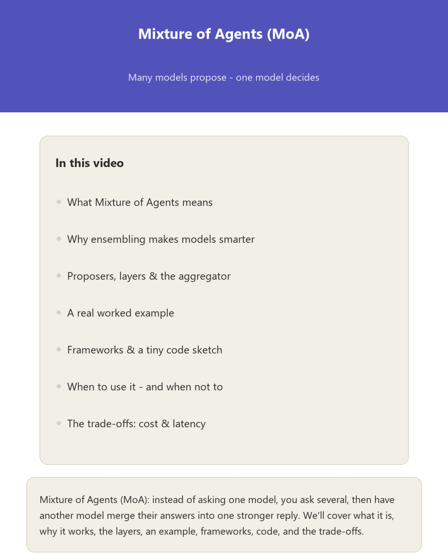Welcome. Today we are unpacking mixture of agents, often shortened to MOA. It is a simple but powerful idea. Instead of asking one large language model to answer your question, you ask several models, then have another model combine their answers into one stronger final response. In this video we will cover what it is, why it works, how the layers fit together, real examples, the frameworks that support it, a tiny code sketch, when to use it, and the trade-offs.